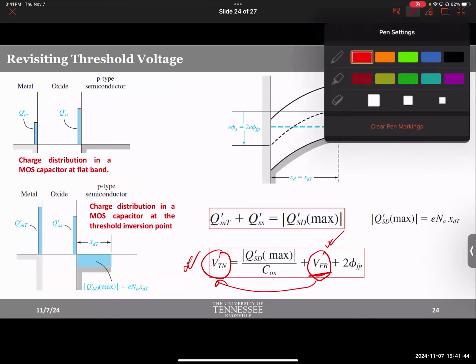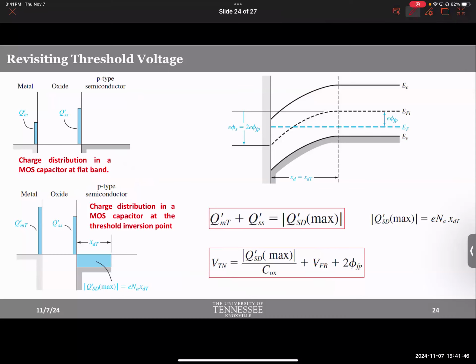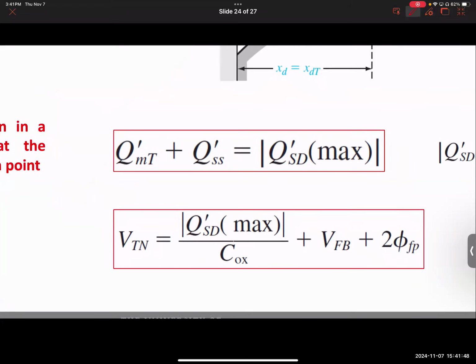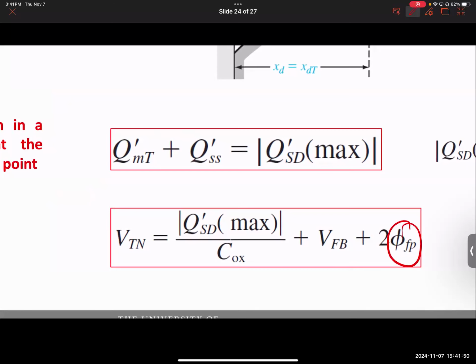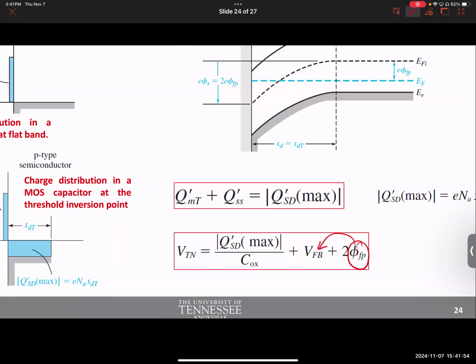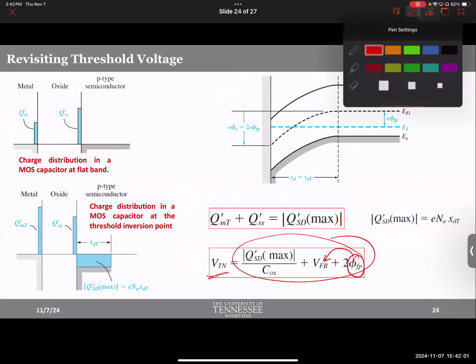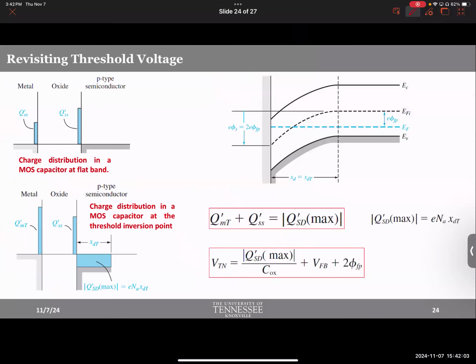And basically, the only thing that we could change, let's see what else can we change here. Phi FP is basically inside VFB. This is all the same. And no other parameters can be tuned at will to change the threshold voltage except for phi ms, essentially. All with me? All right.